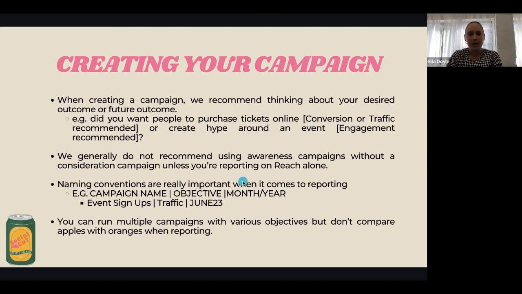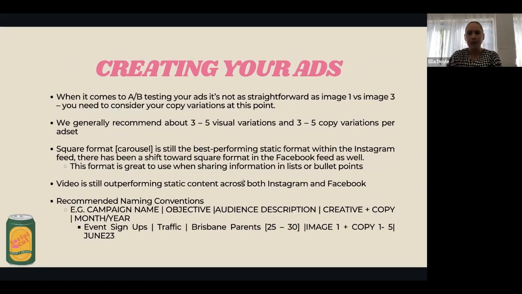So just jumping into the next section. When it comes to creating our ads, one of the main things is A/B testing. Your ads may not be as straightforward as image 1 and image 3. One of the things we look at is copy variations, so making sure that we have different language, captions and everything, and different photos. We typically recommend a few different variations when you are creating an ad set, so that you can actually see what's performing best.